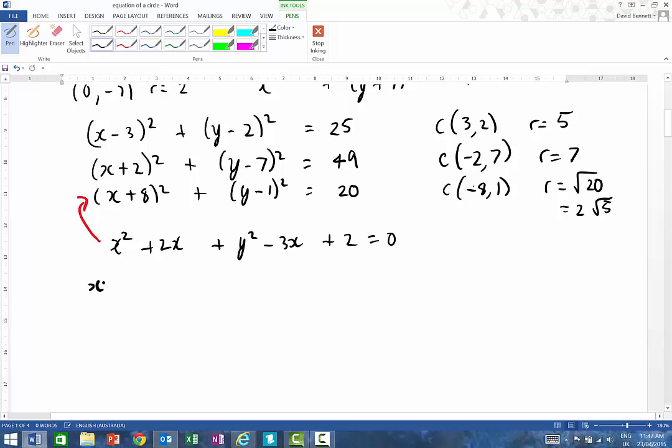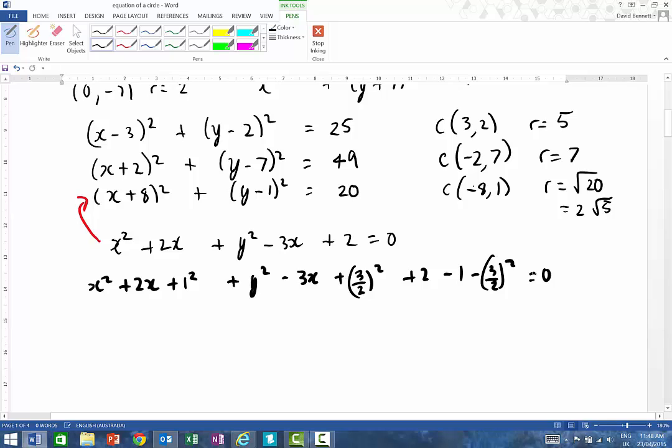So if I get x² + 2x, remember half of that, so that will be plus 1². Then I've got my y² − 3y. Half of that is going to be 3 on 2, so then I have to go plus (3/2)², plus 2. Now, if I'm adding those on, I have to take away 1 and take away (3/2)², and that's equal to 0.